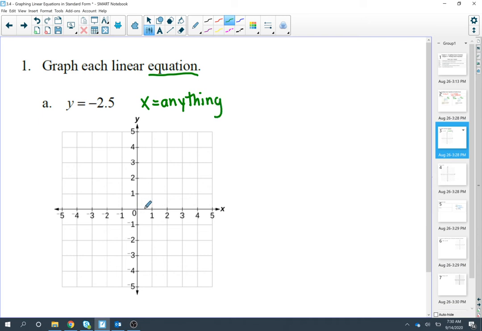So if I go out, x is 2, y is negative 2.5. Oh, what if x is 4? Y is negative 2.5. Oh, what if x is negative 3? Y is negative 2.5. So as you assign anything to x because it doesn't tell you, you still have to drop down to negative 2.5, which is right here on the y-axis. It shows you, oh, that's creating the horizontal line at y equals negative 2.5, and that is in fact a function.